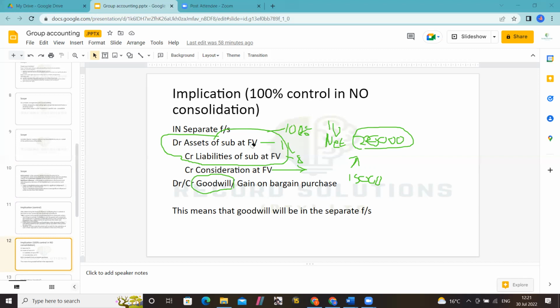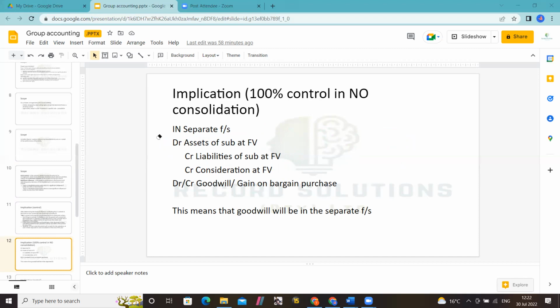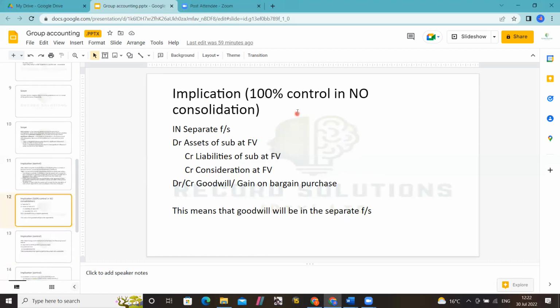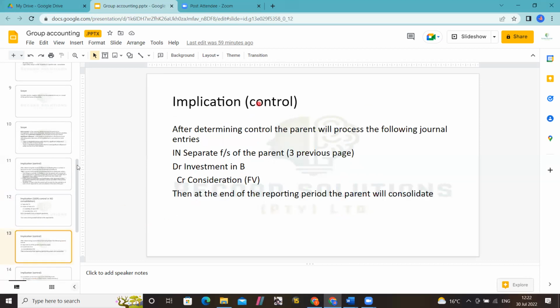In the separate financial statements, if, number one, it has to be 100%, and they tell you that you purchased assets and liabilities, then you can also do this. However, I think for your level, they might ask it. However, what they like is consolidation, because most businesses consolidate. So now we're going to move on.